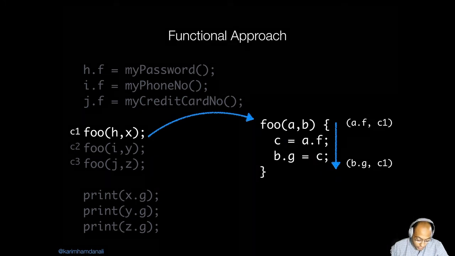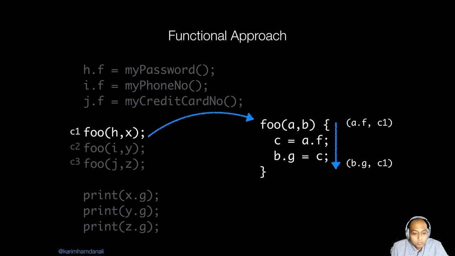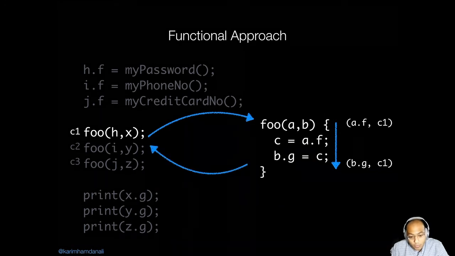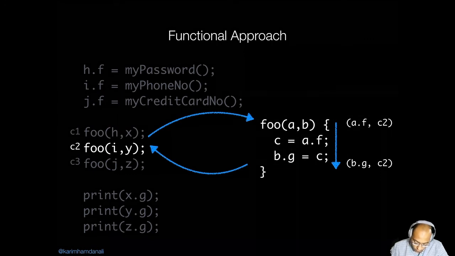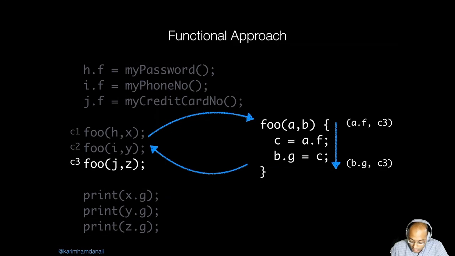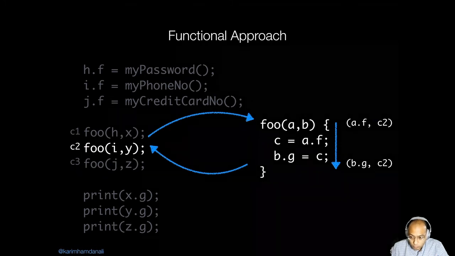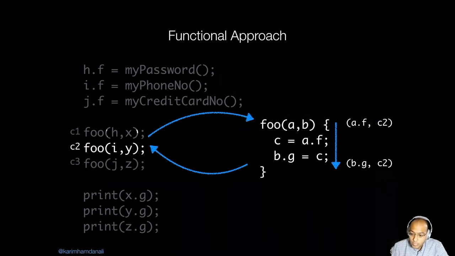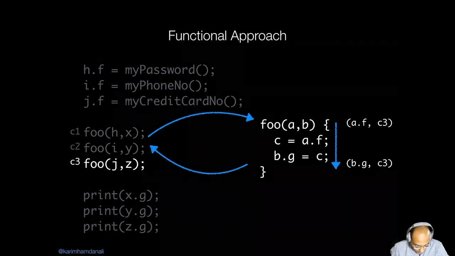and I'm going to return that. So I'm going to return here, then go to c2, go to foo again, now with different arguments, i and y. So propagate a.f c2, b.g c2, and then return. Then we have a third call site, c3. Propagate a.f c3, propagate forward, you calculate b.g c3 and return that again.